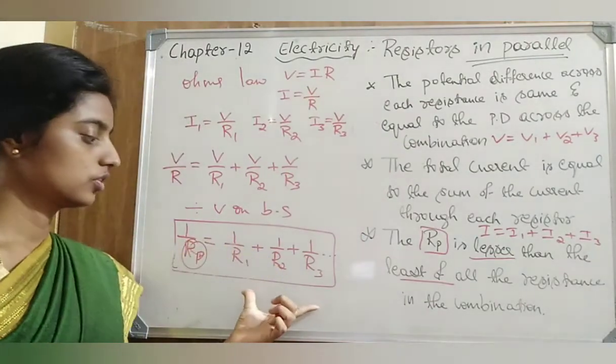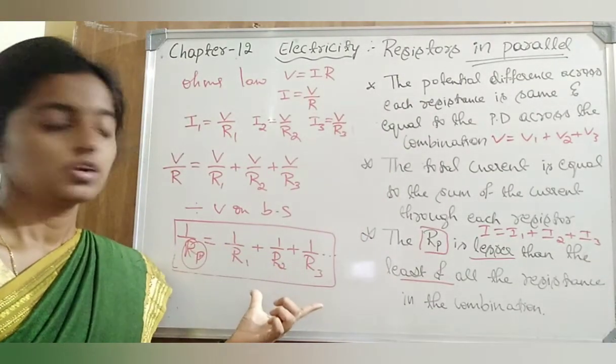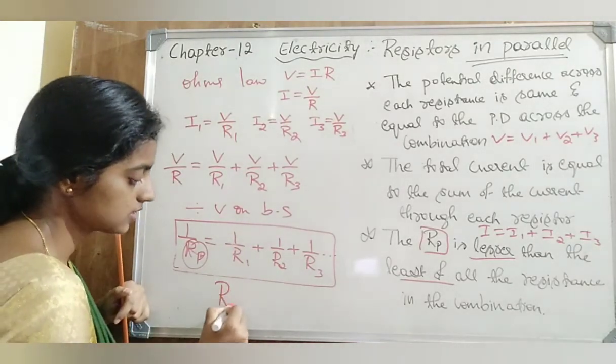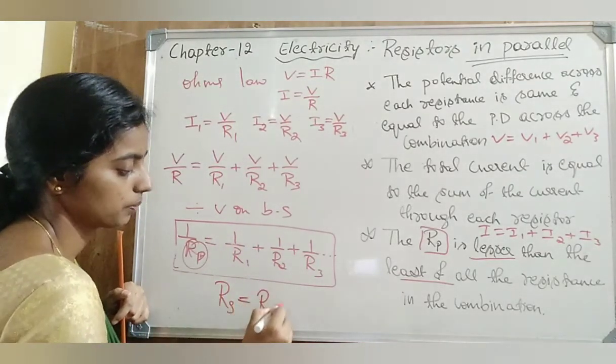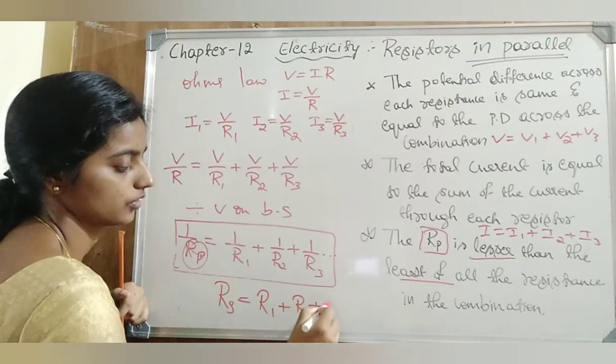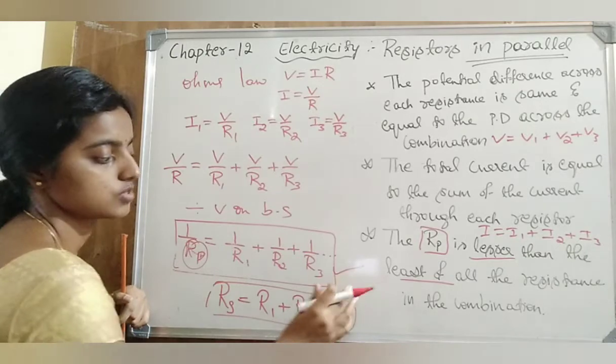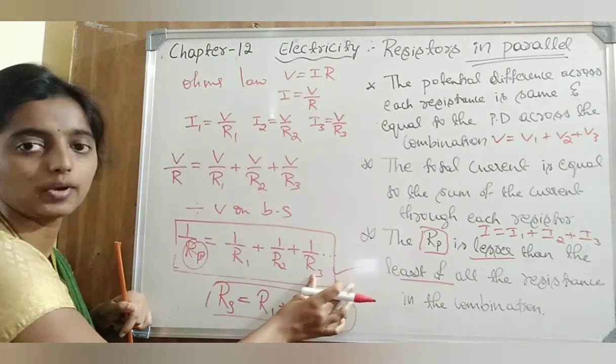So make sure you do not forget this formula. What was the formula for series? Series is Rs is equal to R1 plus R2 plus R3. So today we are solving using the parallel formula.